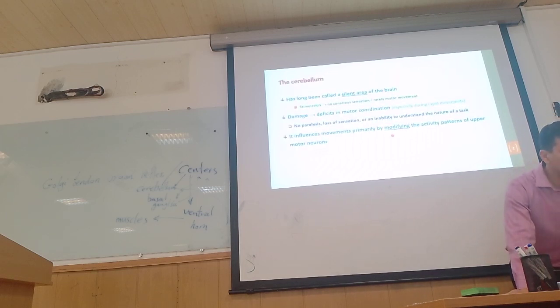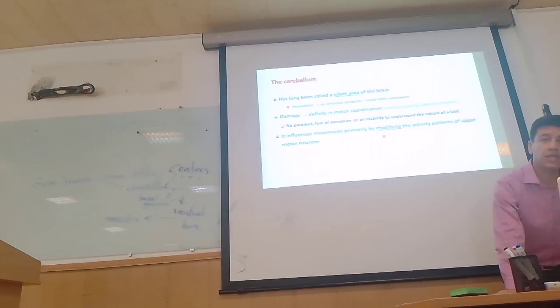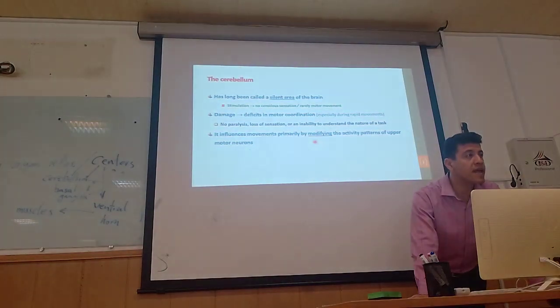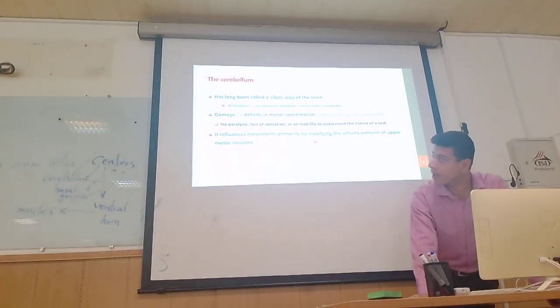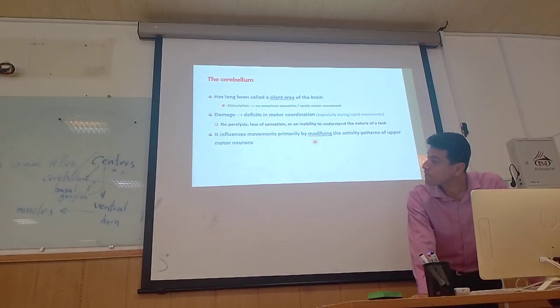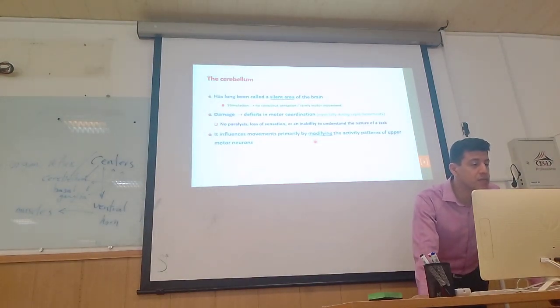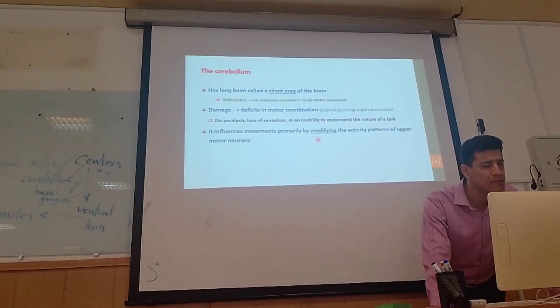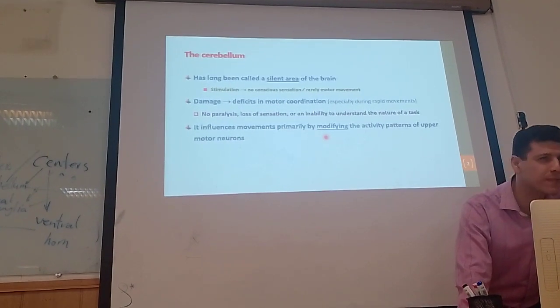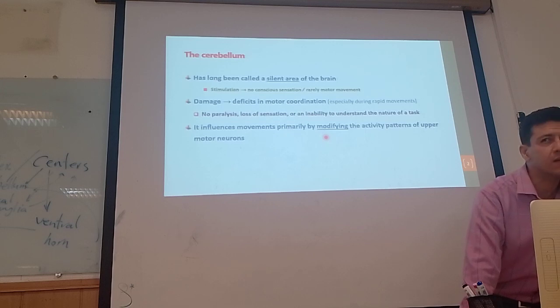The cerebellum has long been called a silent area of the brain. Silent area. Why? Because electrical stimulation in this area doesn't cause any movement. Okay? So stimulation causes no conscious sensation, no motor movement. Sometimes, only on rare occasions, there may be some movement.